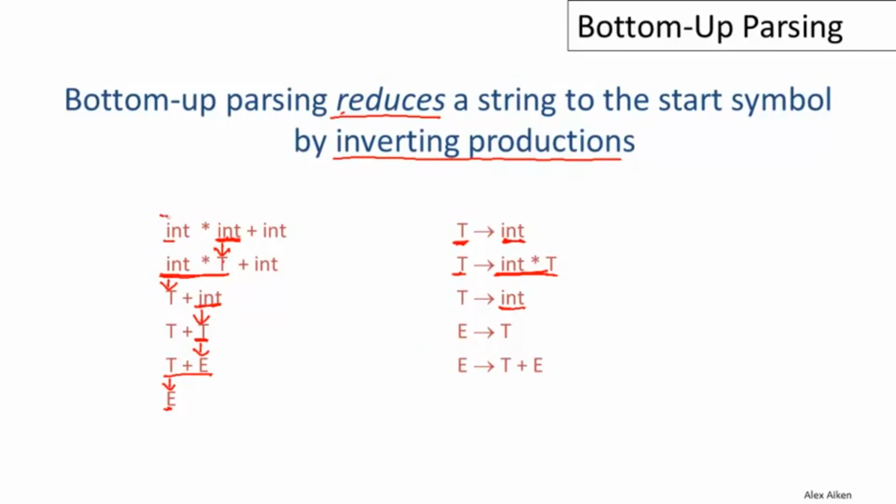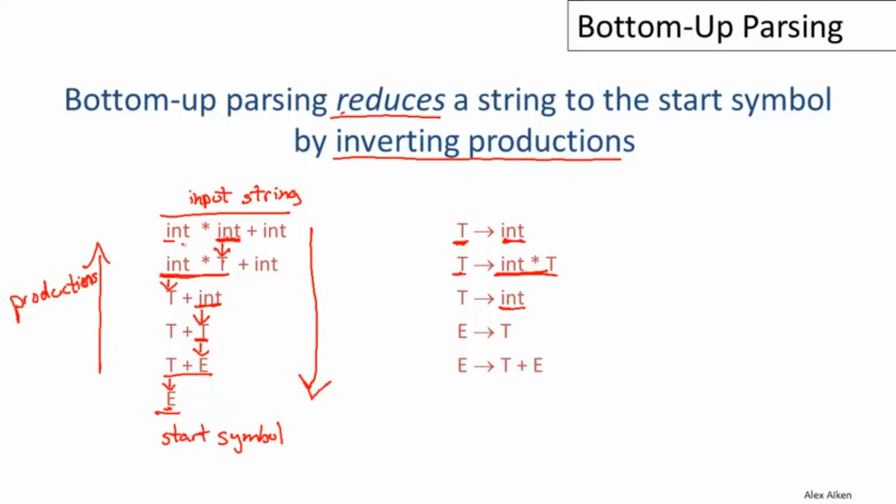So we began with an input string. This is our input string up here, our input string of tokens. And we end with the start symbol down here. And if you read the moves in this direction, if you start at the bottom and read towards the top, well, these are just productions. And in fact, this whole thing is a derivation. This is just a normal derivation going from bottom to top. But in this direction, when we run it backwards, beginning with the string towards the start symbol, we call these reductions.